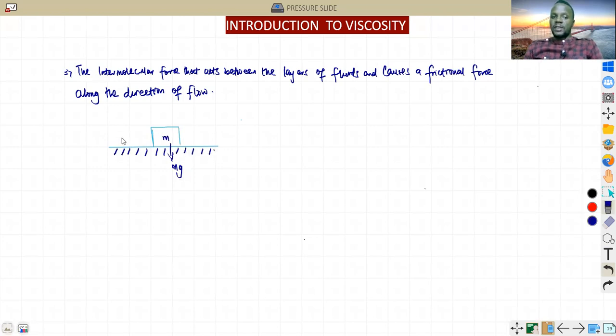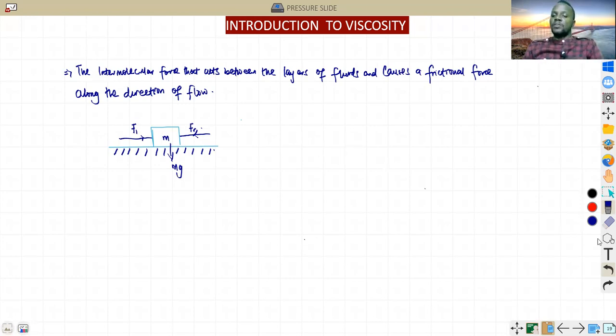If a force is acted upon in this direction, according to Isaac Newton's third law of motion, there will be another force acting in the opposite direction. To every action, there is an equal and opposite reaction. The force which opposes the direction of motion, we say is frictional force. Now, the same thing also happens in layers of fluids.